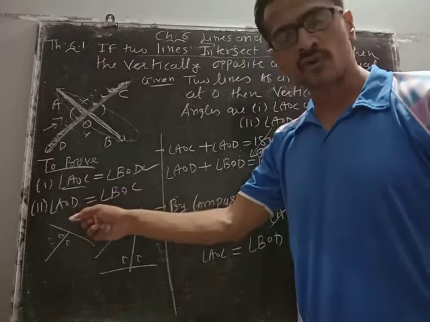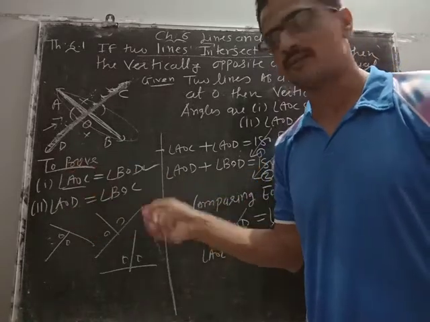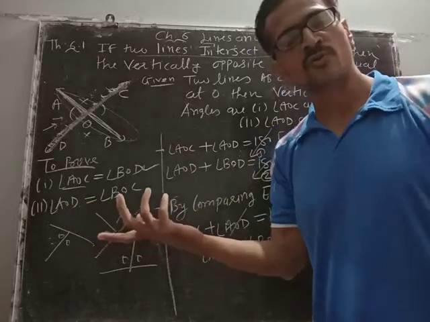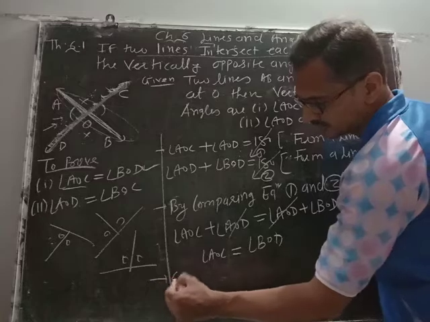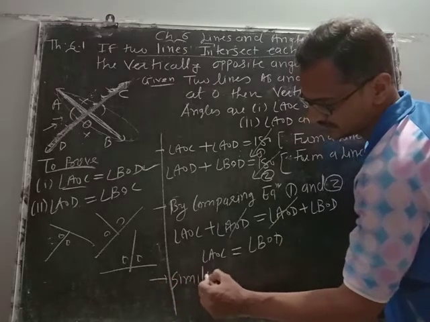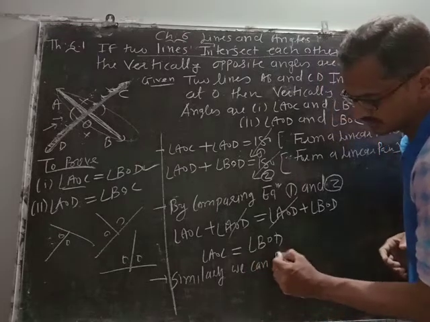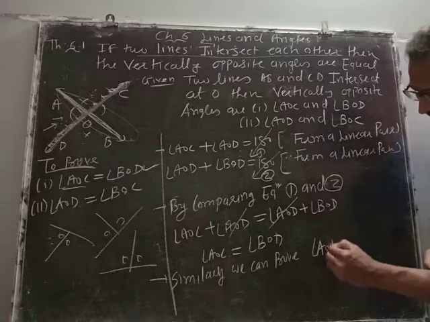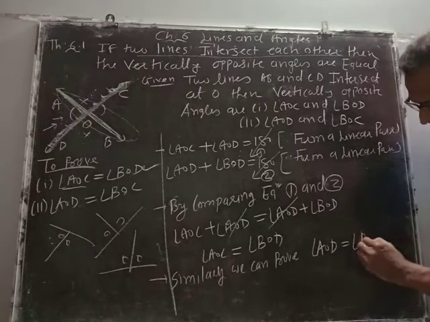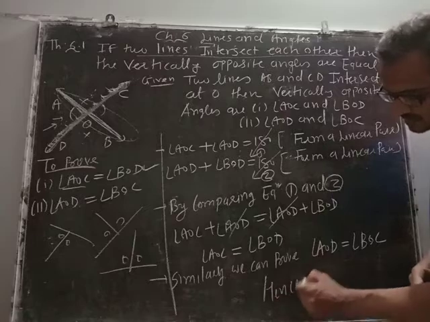But one more is left to prove. But just as we proved AOC equal to BOD, in the same way we can prove AOD equal to BOC. So we do not need to prove it, we just write it. Similarly, we can prove angle AOD equals angle BOC. So here the theorem is proved.